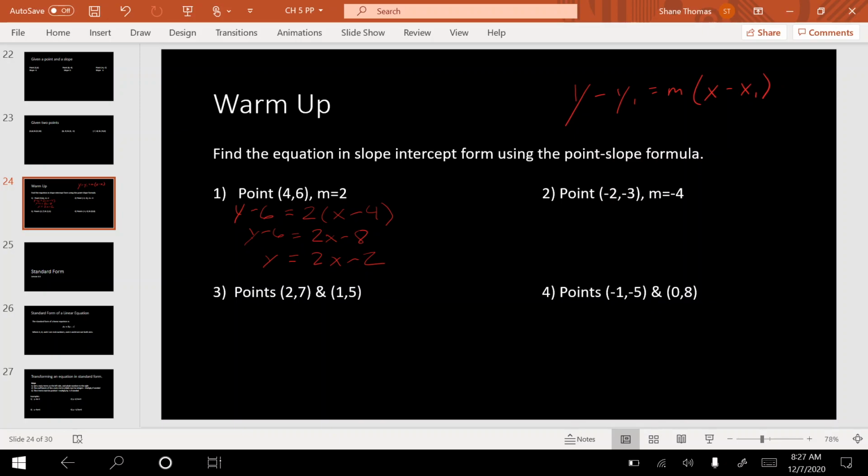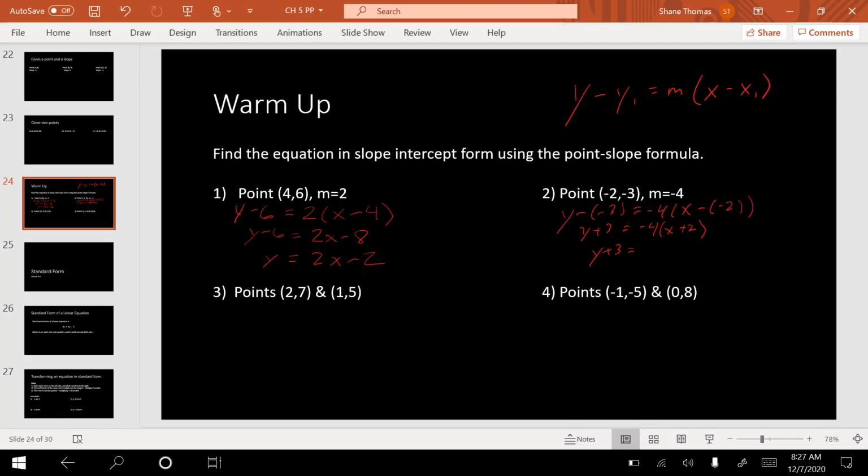Is that better? Yeah. Okay, second one. We should have y minus my y term equals my slope, x minus my x term. All right, so from there, we have both of them turn into a plus. So this is y plus 3 equals negative 4, x plus 2. Okay, so then we distribute the right side.